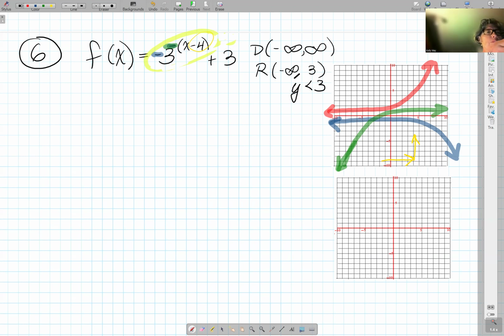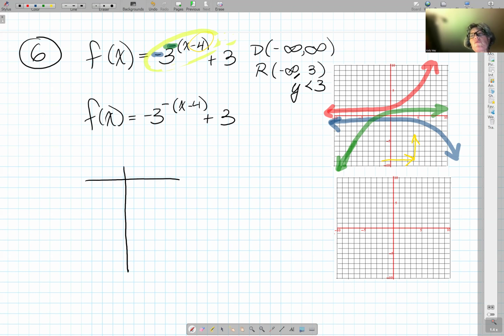I'm just going to, rather than try to erase it, rewrite it. So f of x equals negative 3, negative x minus 4 plus 3. So to graph, first thing we're going to ask ourselves is, where is the x-intercept? So we ask ourselves, under what circumstance will y be 0? So I put a 0 here.